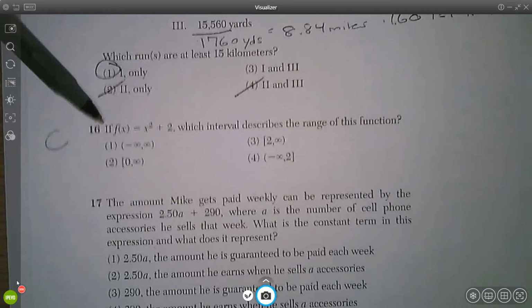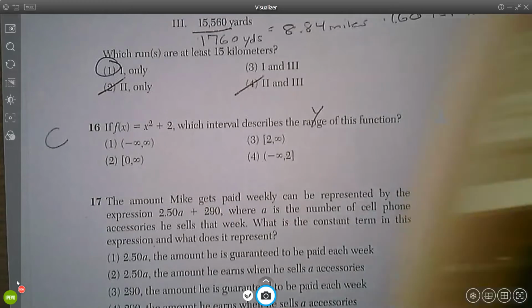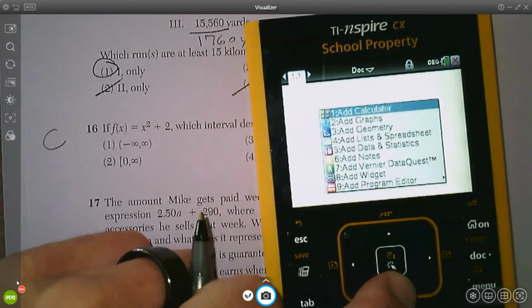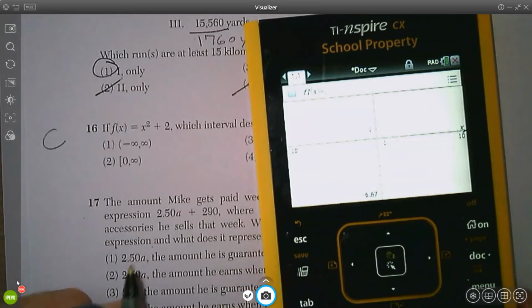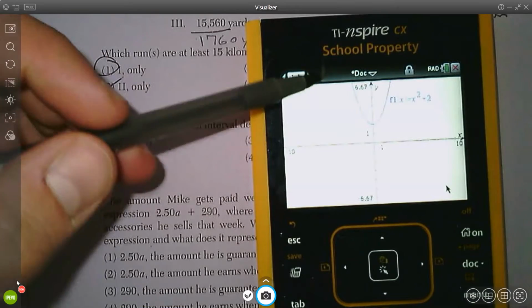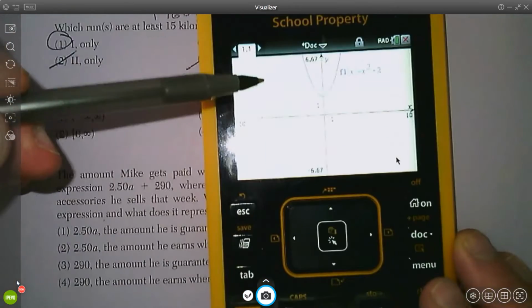All right, 16, we're describing the range. Range is the y values. So this is a calculator question. If you go ahead and graph this, we have x squared plus 2. As soon as you graph it, this is pretty nice because you can see the graph.